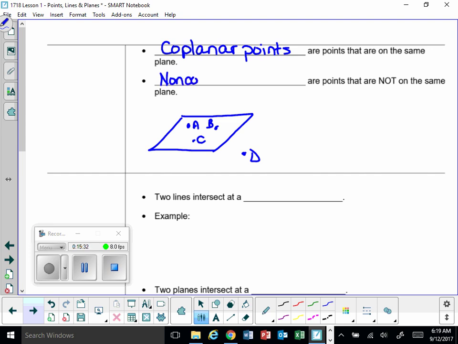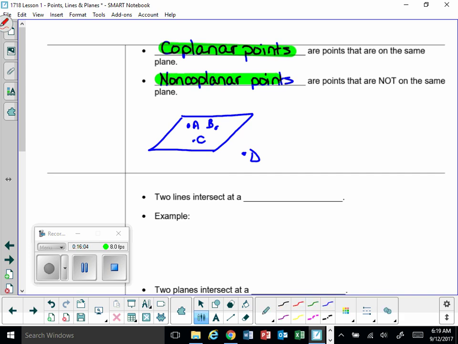Non-coplanar points are points that are not on the same plane. So I could say points B and D are non-coplanar points. They are not on the same plane. The way I've drawn this, it looks like D is below the plane that has A, B, and C in it.